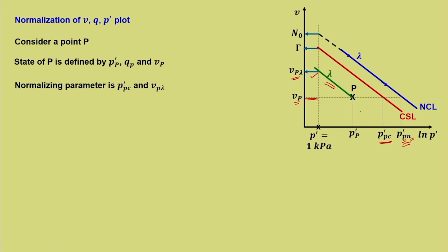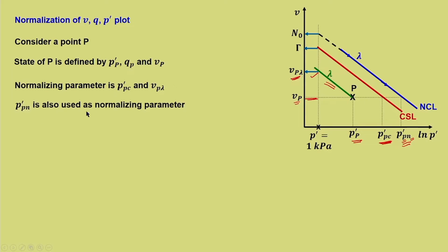Now for every point in this space, you can find a corresponding VP lambda and P dash PC. You may be wondering why the normalizing parameter is not P dash P. This P dash P is dependent on the position of the point P, whereas P dash PC is a more stable point, because for every P you are considering the location of this point with respect to the critical state line. So that is why P dash PC can be a good normalizing parameter. Obviously this 1 kilopascal reference is also a very good normalizing parameter.